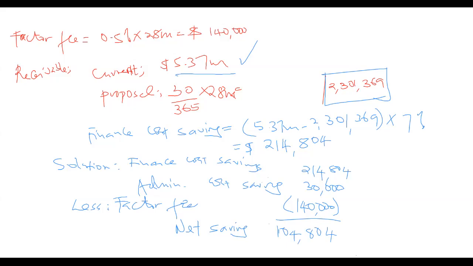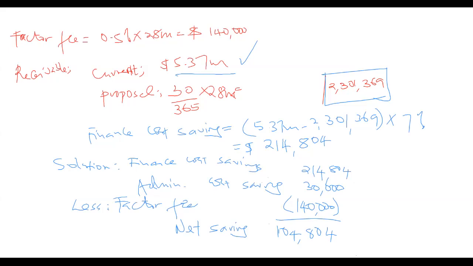Please, can you tell me where the 7% which you multiplied on the finance cost saving came from? If you look at the last sentence of the question, just before the required, the company pays interest on its overdrafts at a rate of 7% per year. Can you see that? Oh, I've seen it, sorry, I had missed it.